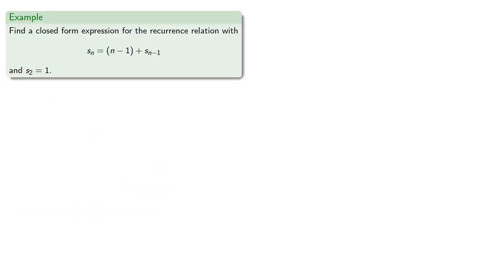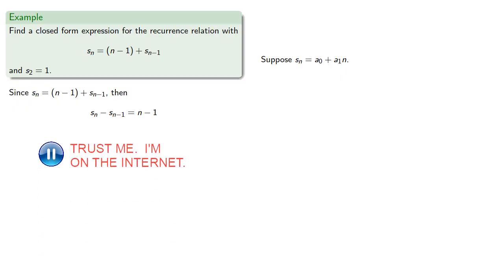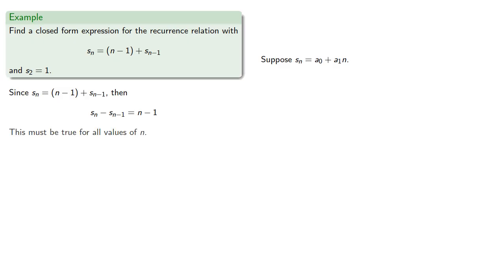For example, let's try to find a closed form expression for the recurrence relation. We'll assume that Sn is some type of function. So let's assume that Sn is, how about linear? So suppose Sn is some linear function. Now, we note that our recurrence relation tells us that the difference between Sn and Sn minus 1 is going to be n minus 1. And this must be true for all values of n.